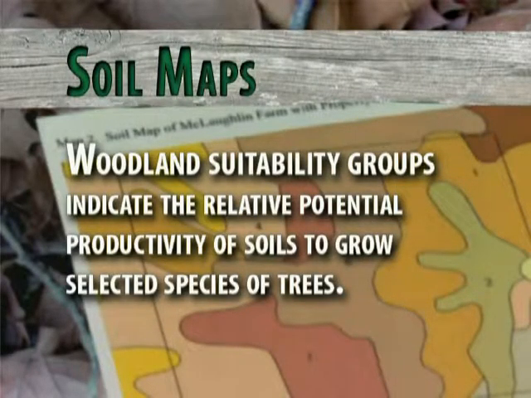Woodland suitability groups indicate the relative potential productivity of soils to grow selected species of trees. These maps were created using information from extensive field sampling, aerial photos, and topographic maps. They are usually overlain on an aerial photo and identified by a code that is cross-referenced to the above information.